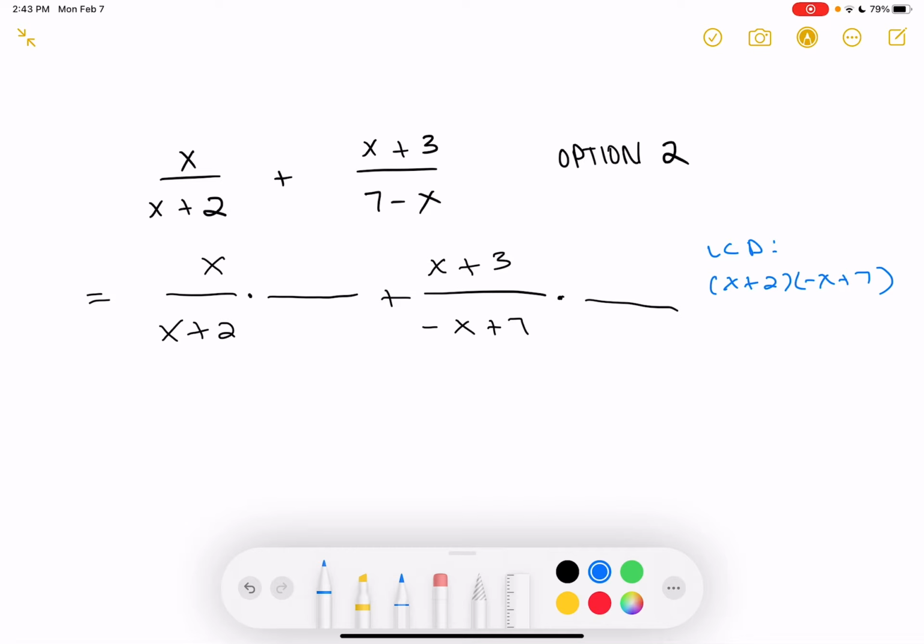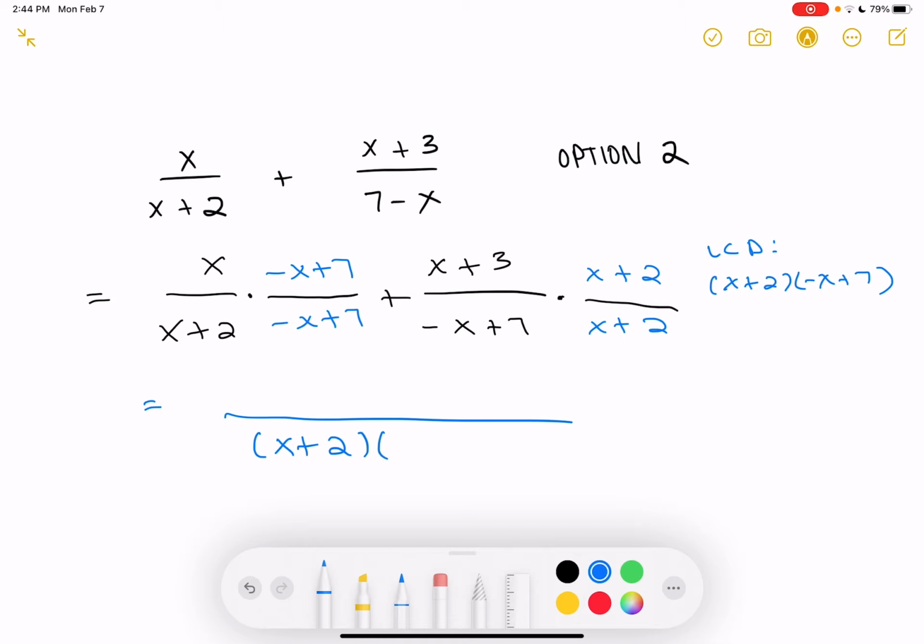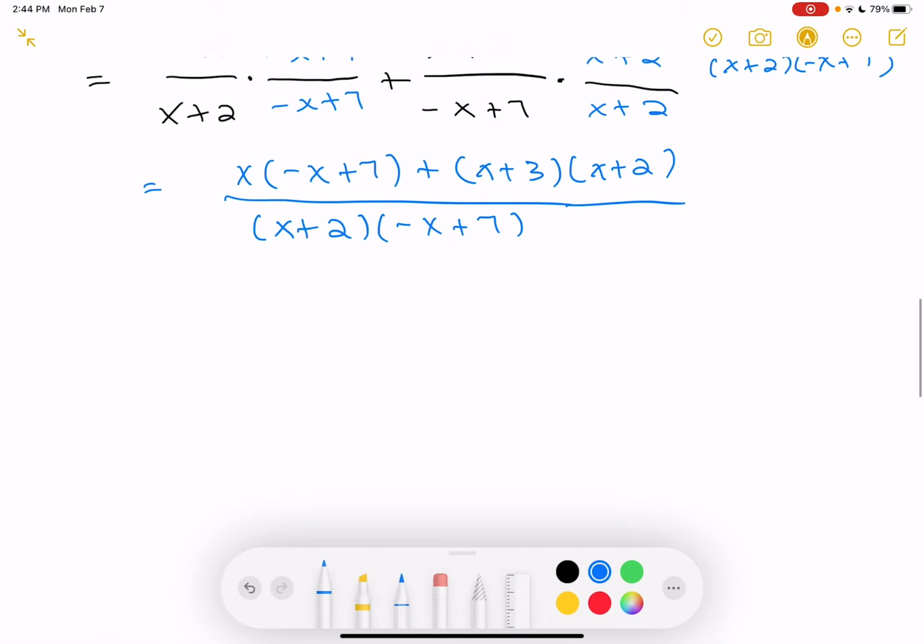So again, we'll just look for that factor that's missing. In this first one, it's that negative x plus 7. And in that second one, it's still that x plus 2. It's just now our common denominator is x plus 2 times the quantity negative x plus 7. Okay, so again, we're going to distribute and then FOIL. So go ahead and hit pause and give it a try.